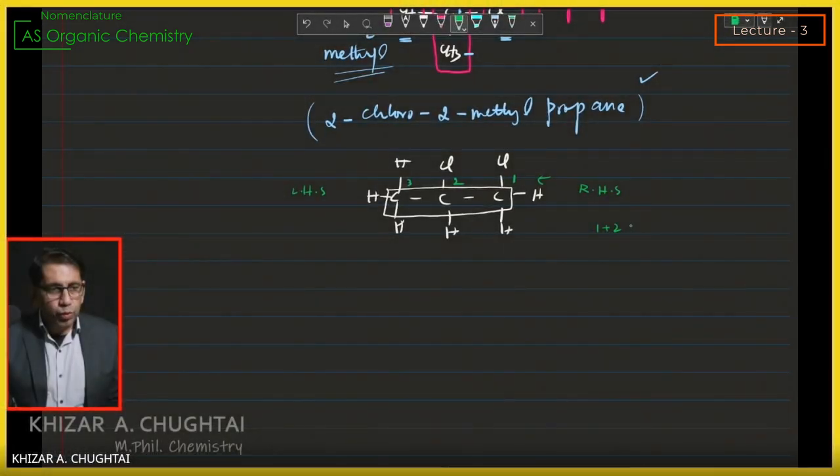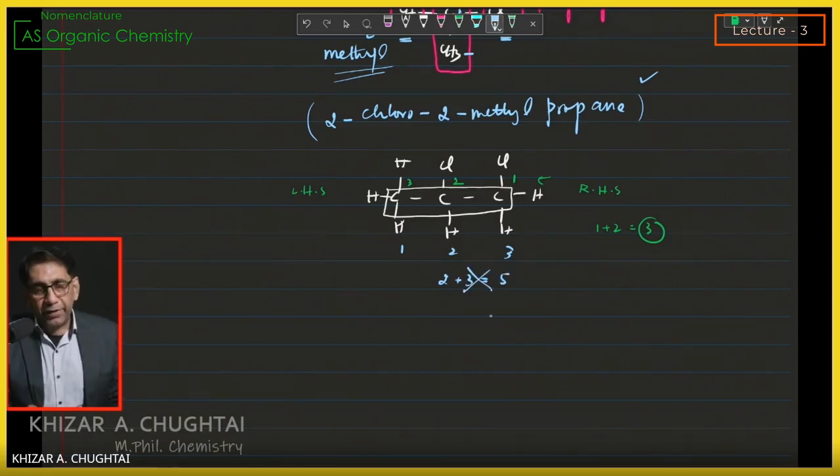1 plus 2 is equal to 3. The overall sum of the branches, the functional groups, is equal to 3. And if I mark numbering from left to right, then it is 1, this carbon is 2, this carbon is 3. One chloro is present at 2, the second chloro at 3, and the sum is equal to 5. The highest sum will not be preferred. The smallest sum is preferred, and in this way we will start numbering from the right hand side.